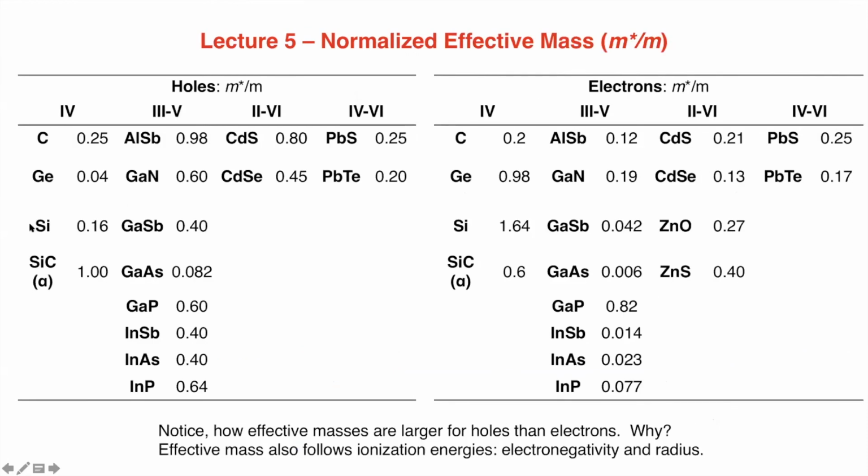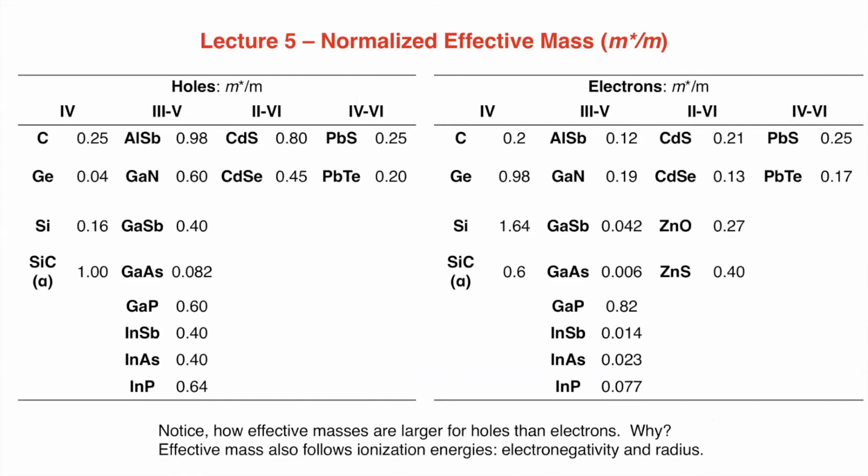So let's just take a look at a table of effective masses. All right, so now these are normalized effective masses. What we've done is we've taken the effective mass and divided it by the actual electron mass. And that ratio tells you how heavy it is. So a small number is light, a big number is heavy.